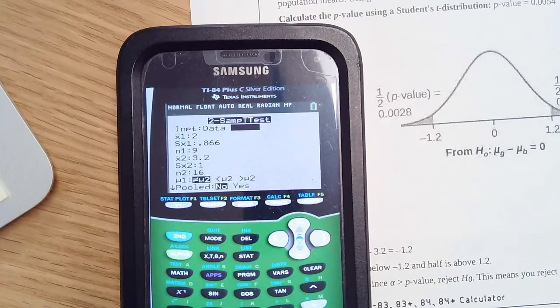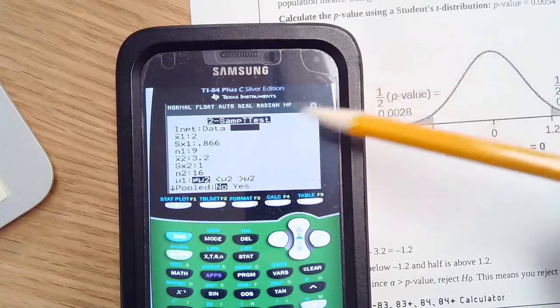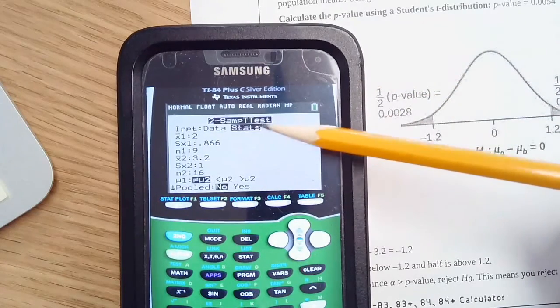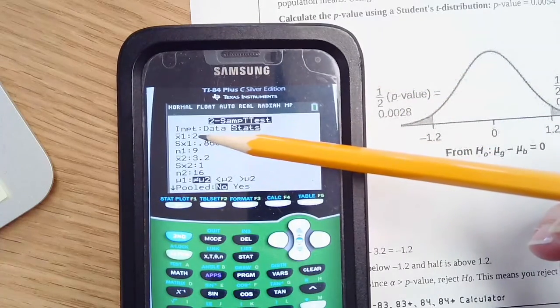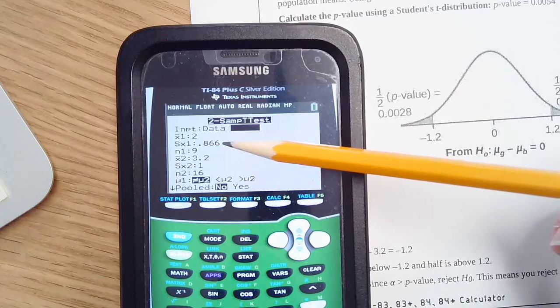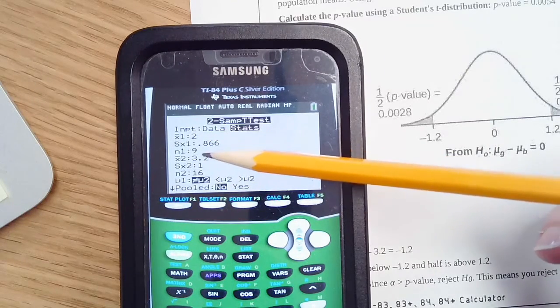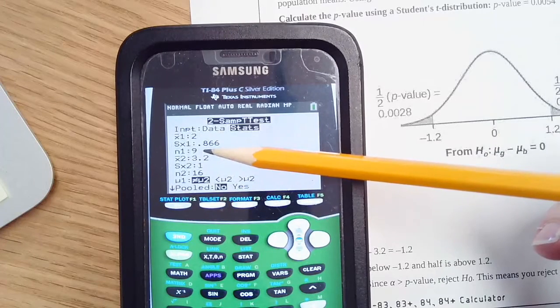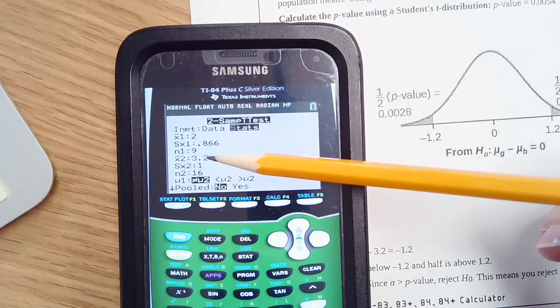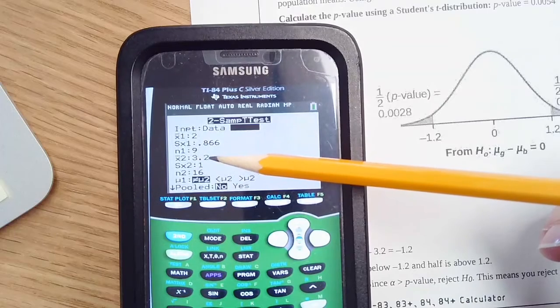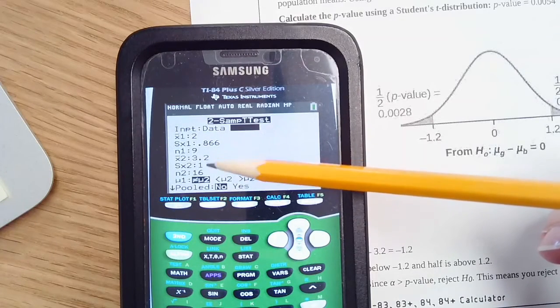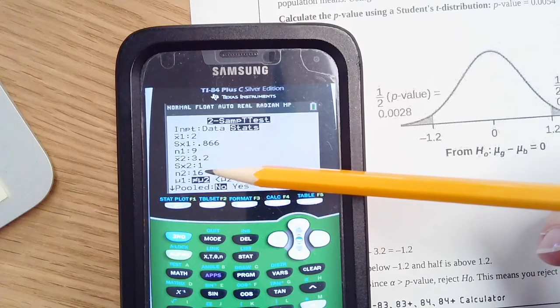So we use the decision chart to get to the same spot. Now I'm going to put in the statistics. I've got the girls as my group 1. Their sample mean was 1, sample standard deviation 0.866, and they had 9 in the sample. For the boys, it was 3.2 for the mean, and the standard deviation for the sample was 1. And they had 16 boys sampled.